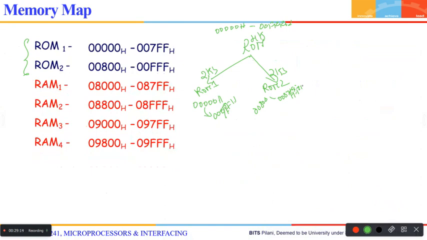Similarly, can you do it for RAM? What is the address range of RAM? Starting from... it is 8KB.